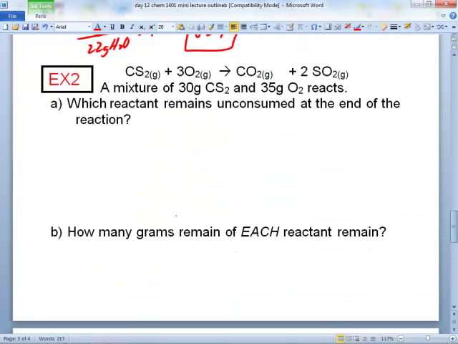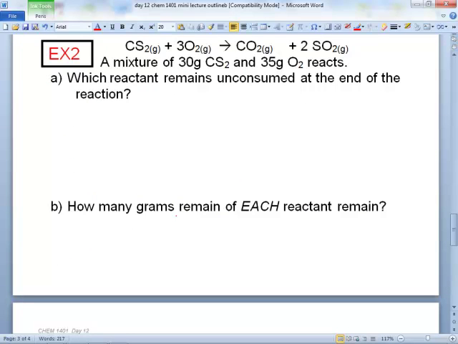Okay. Let's try this one. Kelly, we've got 30 grams of carbon disulfide and 35 grams of oxygen reacts. And they give us a reaction. Which reactant remains unconsumed at the end of the reaction? What are they looking for, really?